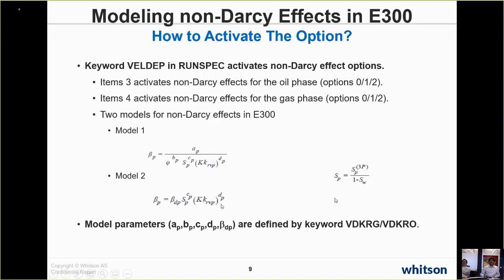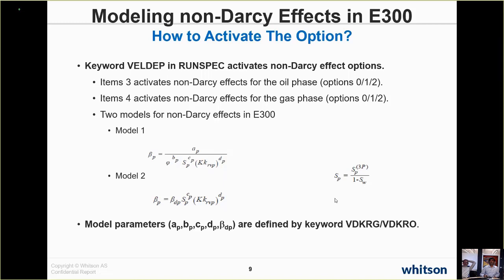Generally, we keep DP as a parameter D equal to 0. So basically, most of the time we have seen that B for the multi-phase equals B for the dry single phase gas times this SP^CP, and we try to change this parameter CP to match the lab measured data.